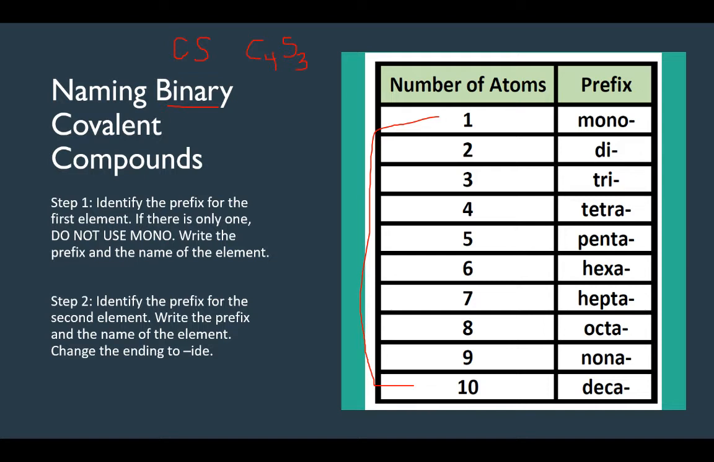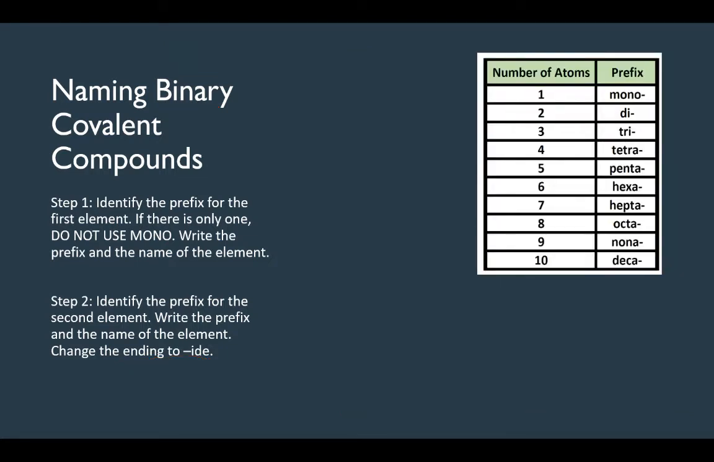So then you would write the prefix and the name of the element. And then the second step is to do the same thing for the second element, except this time you're going to change the ending to "ide." Okay, so here's our first example, P2S5.